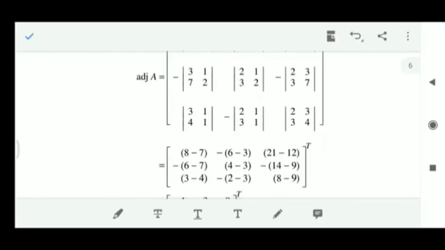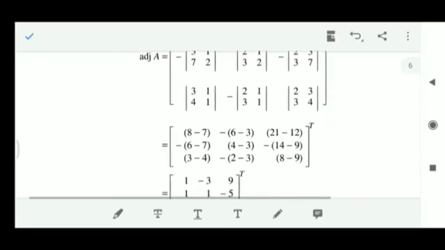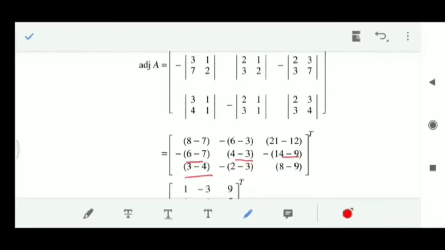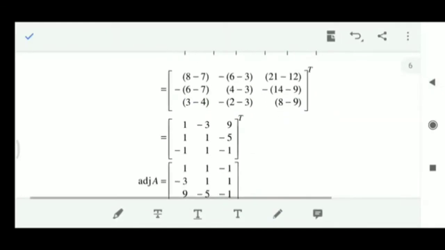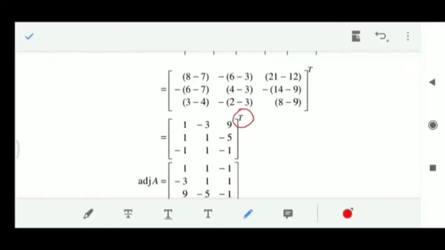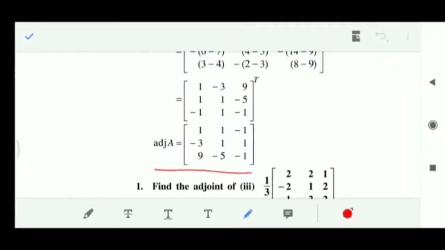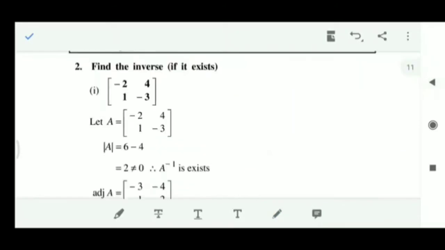Then you have to again simplify, you will get the answer as 1, minus 3 and then 9, then plus 1, then again plus 1, again minus 5, again minus 1, plus 1 and minus 1. Then you have to transpose this matrix, you will get the adjoint. So the adjoint is 1 1 minus 1, minus 3 1 3, and 9 minus 5 minus 1. So this is the adjoint of the given matrix A.